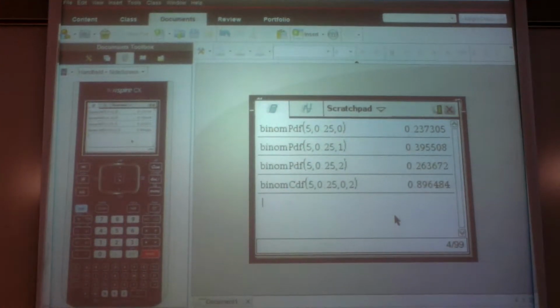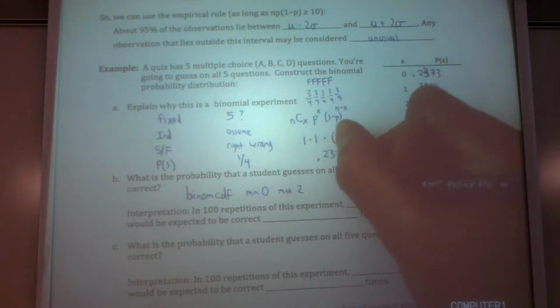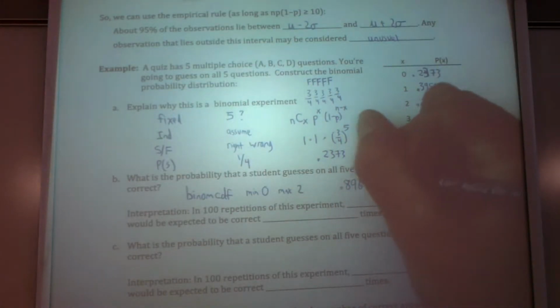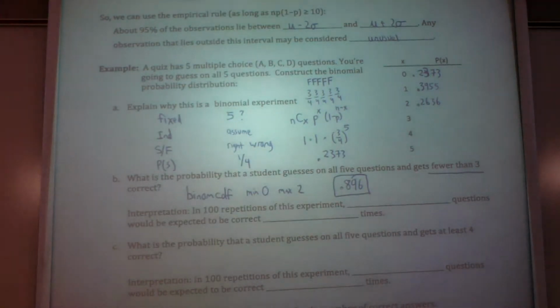So binomial PDF is for a particular value. Binomial CDF is for a cluster of values. So I'm going to write 0.896. That's my answer here. So this was 0.896. So basically, you've got a 90% chance that you're going to get less than 3 right if you have 5 questions and you're just guessing.